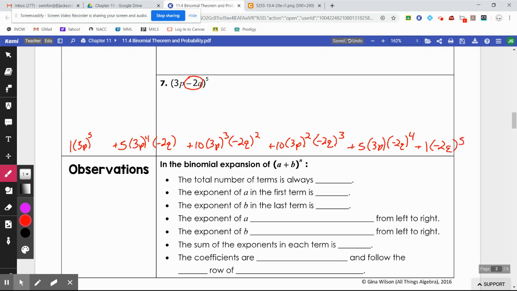Now I do want to point out your powers. The fifth power, the fourth and first adds up to 5. 3 and 2 adds up to 5. 2 and 3 also adds up to 5. So we've got those right.